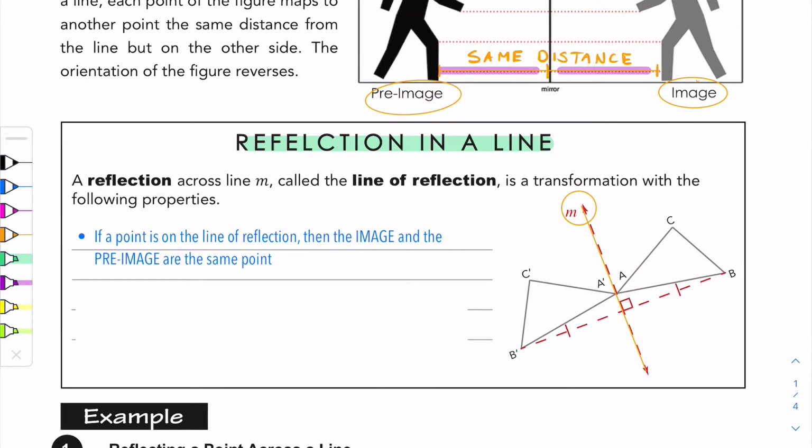If a point is on the line of reflection, then the image and the pre-image are the same point. If we look at our model, an example of this would be point A. I'm just going to draw an arrow. You can see that A and A prime, so image and pre-image, are both on the line of reflection, which is line M.